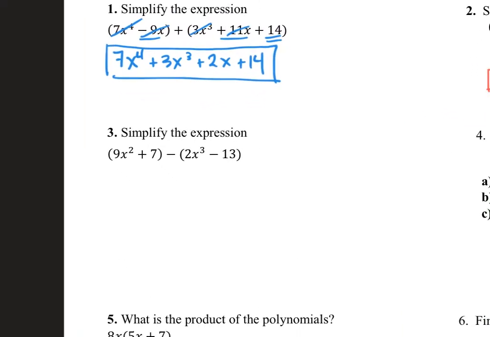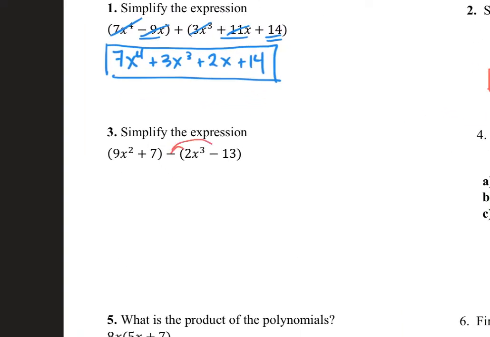All right, the next problem, again, we're subtracting, so we're going to distribute that negative. So I have 9x squared plus 7, and then minus 2x cubed plus 13. So again, combining like terms, starting with my highest degree, it's negative 2x cubed. Then I have my plus 9x squared. And then I have my 7 and 13, which is plus 20.